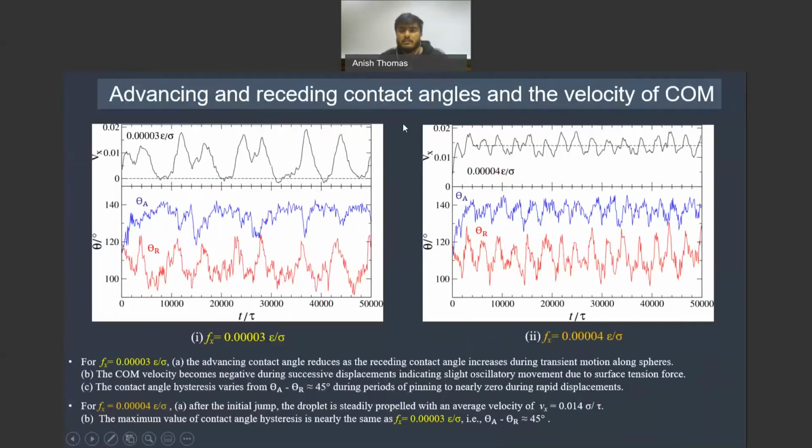Advancing and receding contact angles and the velocity of center of mass. In this graph, the blue curve represents the advancing contact angle, the red curve represents the receding contact angle, and the black curve represents the velocity of the center of mass. The advancing contact angle reduces as the receding contact angle increases during transient motion along a sphere. That means whenever the advancing contact angle is low, as here, and the receding contact angle is high, the velocity of the center of mass is also high, indicating successive displacement between spheres. But when the advancing contact angle is high, the receding contact angle is low, and the center of mass velocity is low, it shows the pinning motion of the droplet. The center of mass velocity becomes negative during successive displacement.